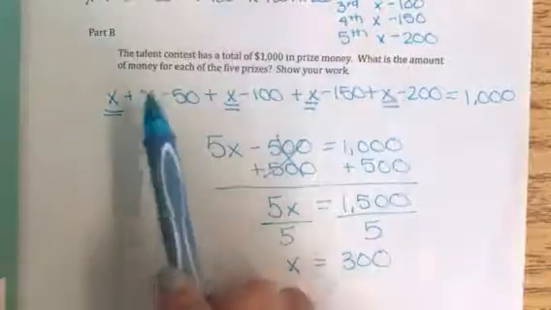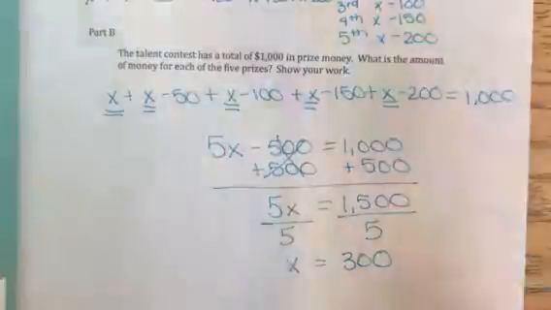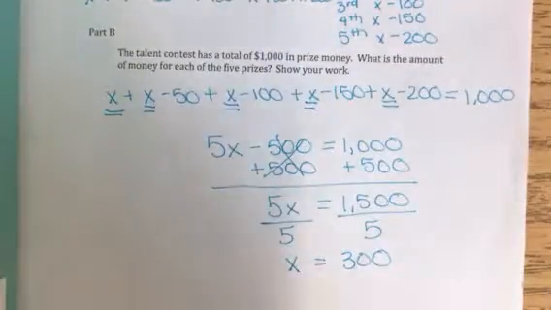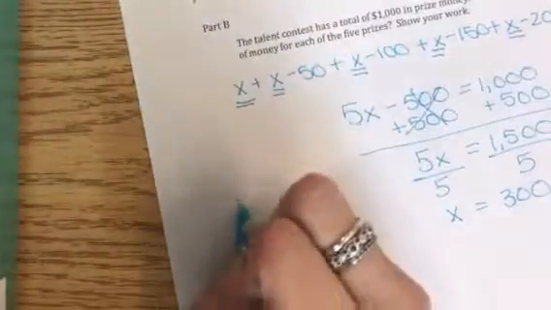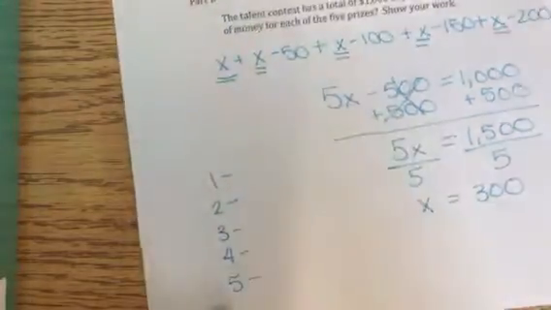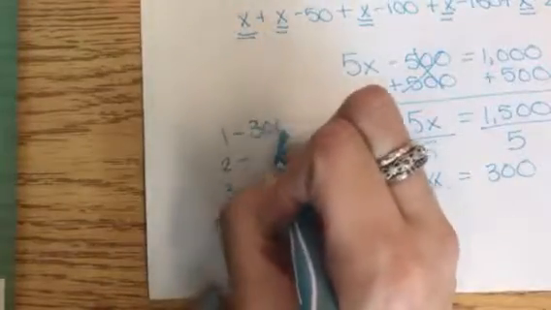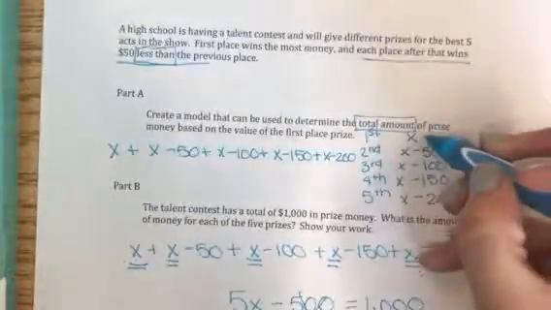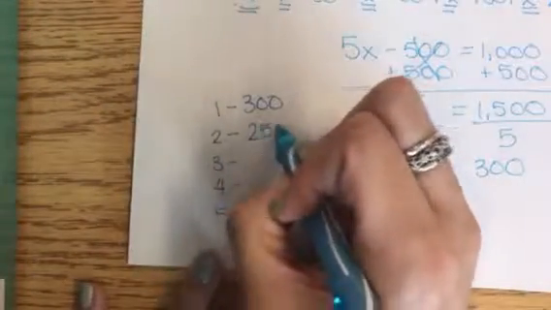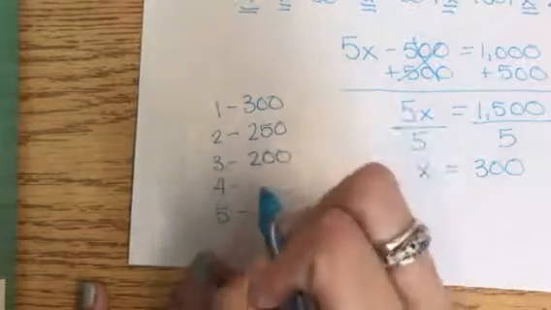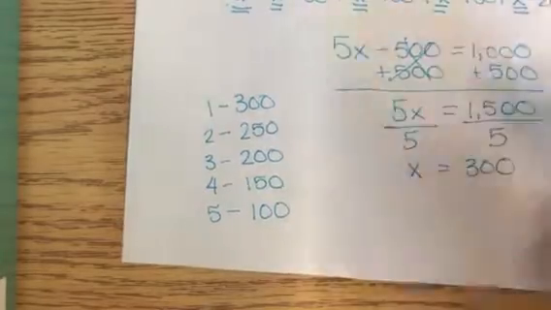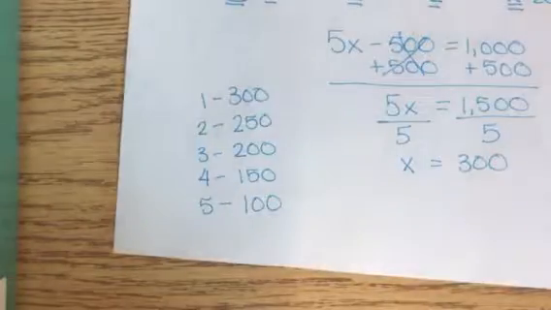Now notice this says what is the amount of money for each of the 5 prizes. So we don't want to just say x equals 300. Just circling this and saying we're done isn't good enough. We need to give out all of the prize money for each individual place winner. We know that first place is going to make $300 because we said first place up here would be x, and x is 300. So second place is going to be $50 less than that. And we'll just continue to subtract 50 off because that's what our pattern was. That's the pattern we established. So here would be the answer for our prize winnings for all 5 places.